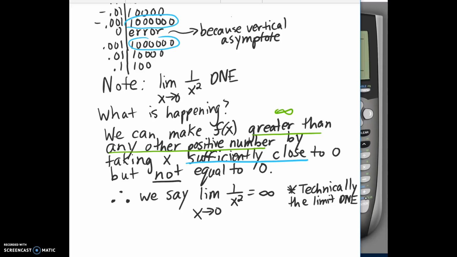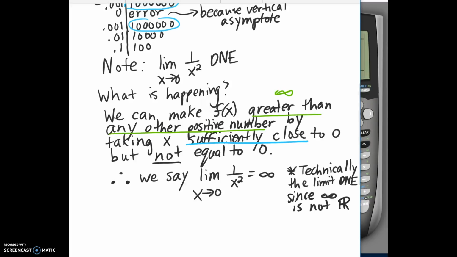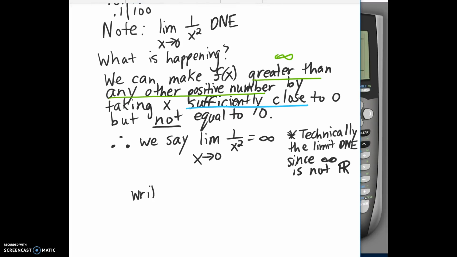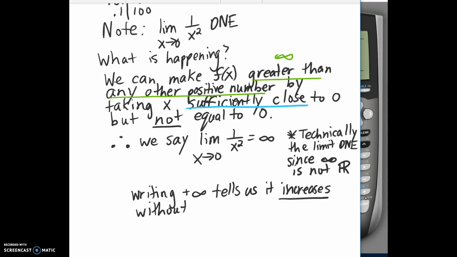DNE is a nice shortcut for does not exist. Since infinity is not part of your real numbers. Writing positive infinity as the limit tells us it increases without bound, and there is a potential for it also decreasing.